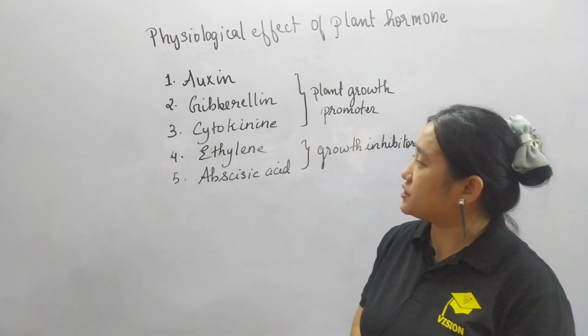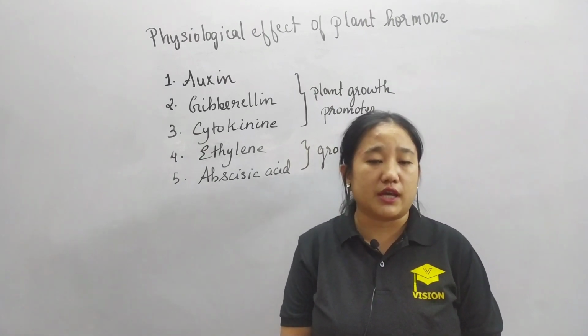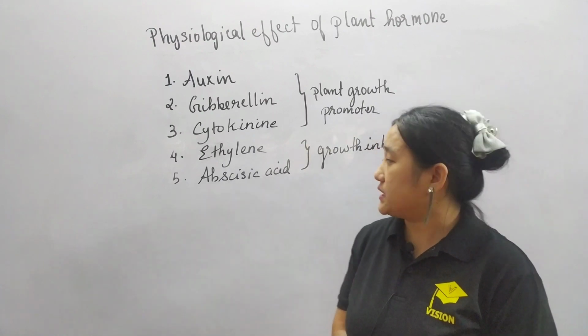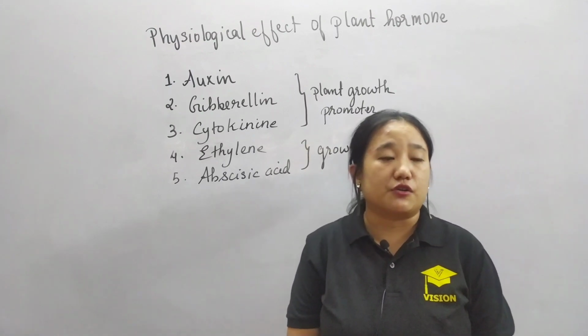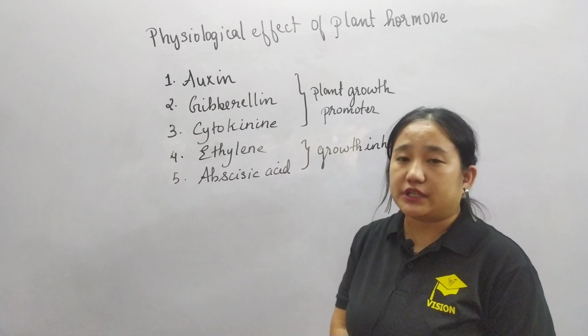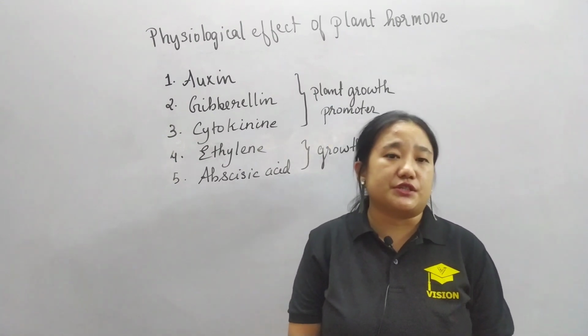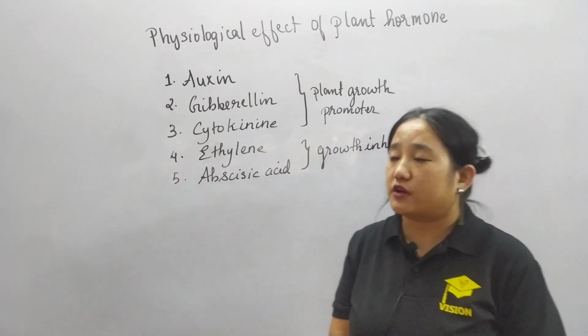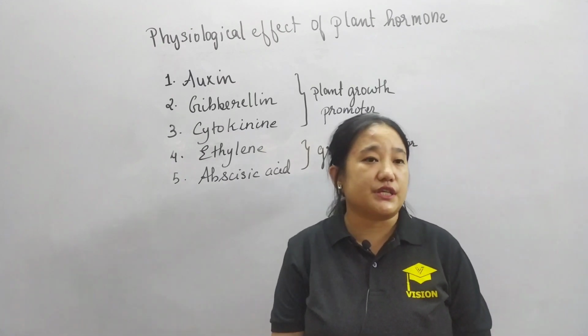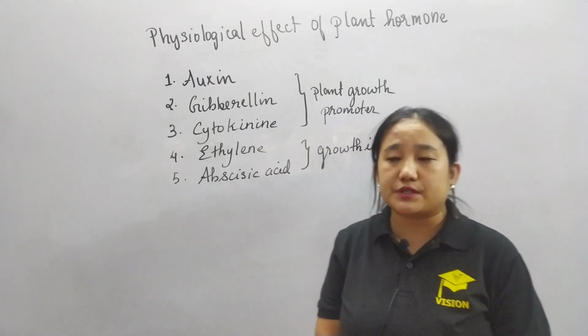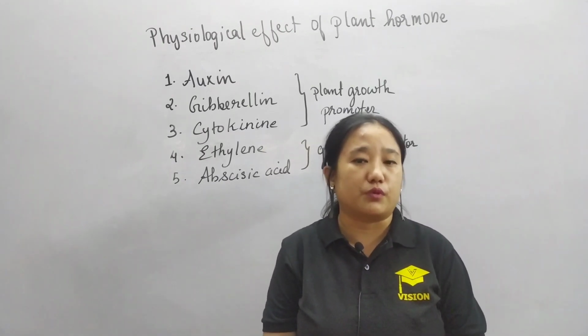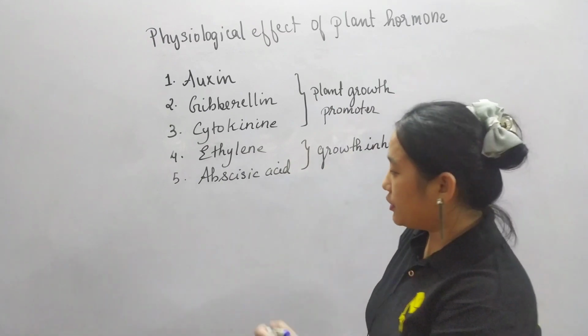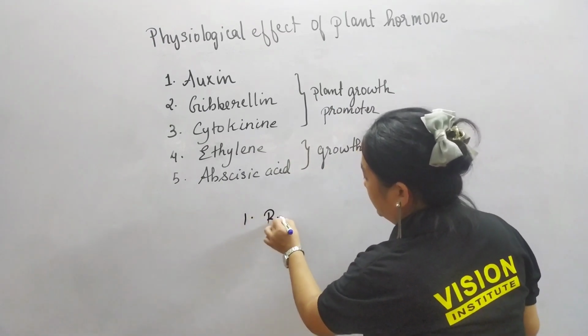We have auxin, gibberellin, and cytokinin that are called plant growth promoters, whereas ethylene and abscisic acid are also called growth inhibitors. We will be discussing the physiological effect of each of these plant hormones. The first is auxin. Auxin is a plant growth promoter, and it brings about root formation.